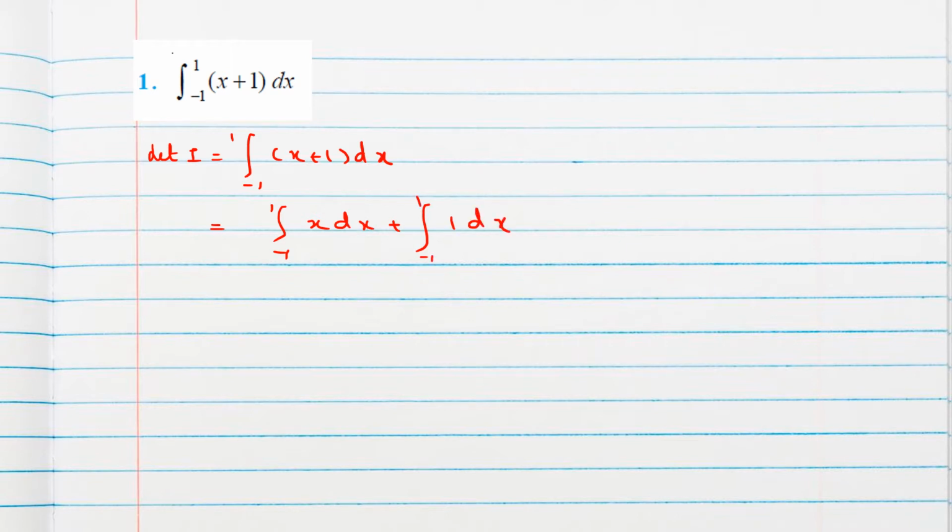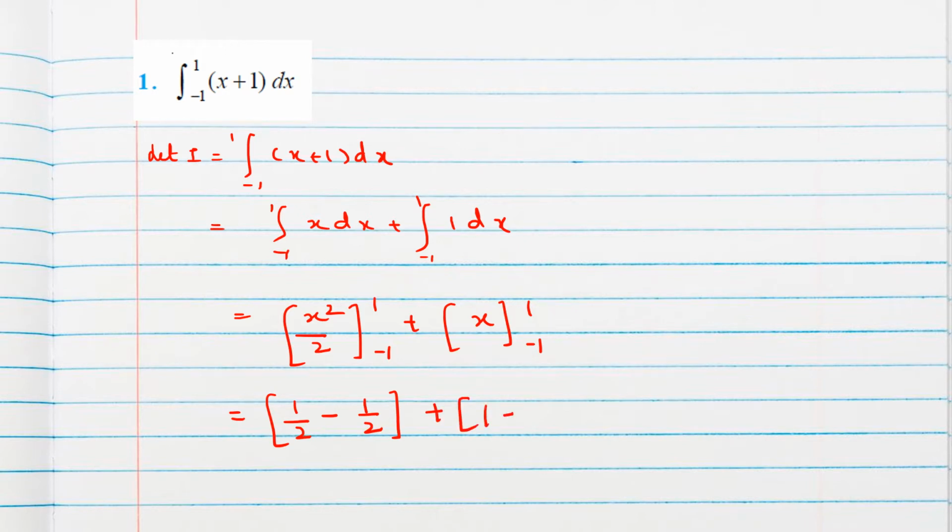Okay, integral of x, using the power rule, will be x square by 2 between the limits -1 to 1. We can say integral of 1 will be x between the limits -1 to 1. After substituting, we should substitute the upper limit first. So 1 by 2 minus of (-1) square by 2, which is 1 by 2 minus 1 by 2, that is 0. Plus here 1 minus of -1 means plus 1, that is 2. So for this the answer will be 0, for this the answer will be 2. So finally the answer will be 2.